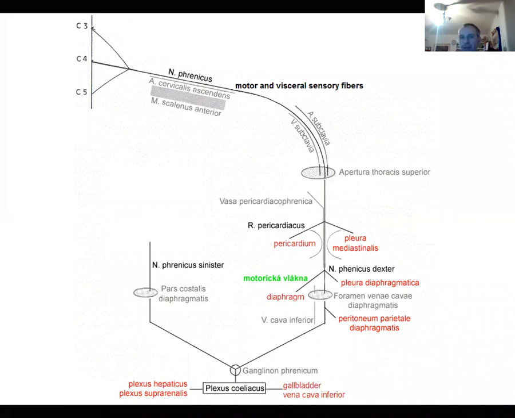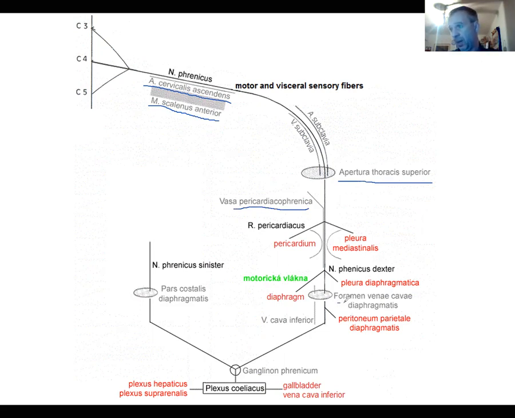As for the topography, we should remember that the phrenic nerve, where it emerges, runs and descends on the anterior scalene muscle together with the ascending cervical artery. It is not a neurovascular bundle, but they run in the vicinity of each other, and it's easy then to find these structures together. Then it comes close to the subclavian vessels and passes through the superior thoracic aperture, or so-called thoracic inlet. Then it goes together with the pericardiacophrenic vessels, and then it pierces the diaphragm.